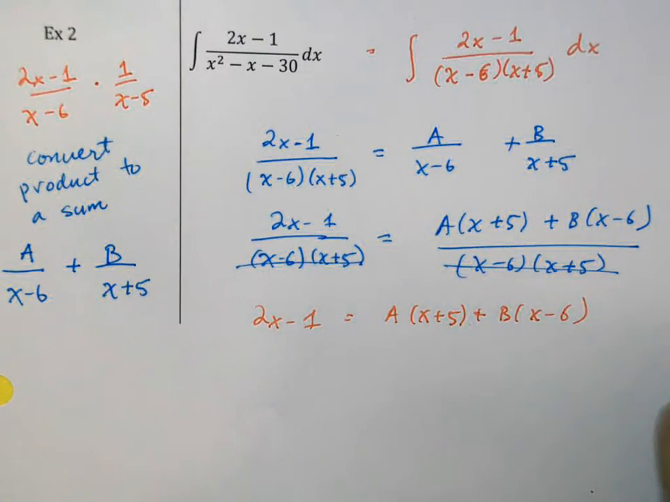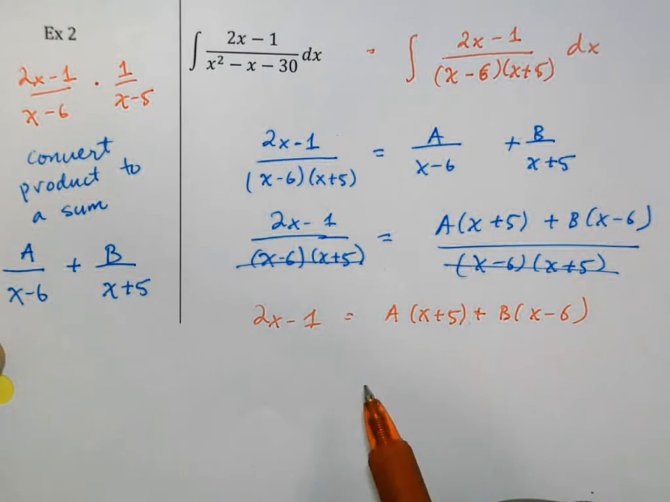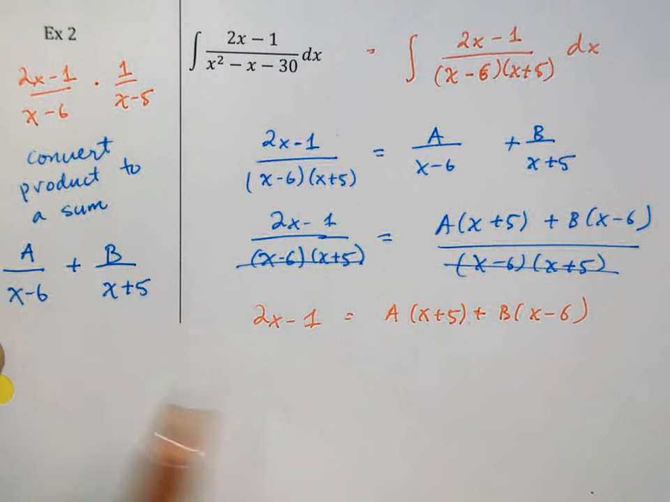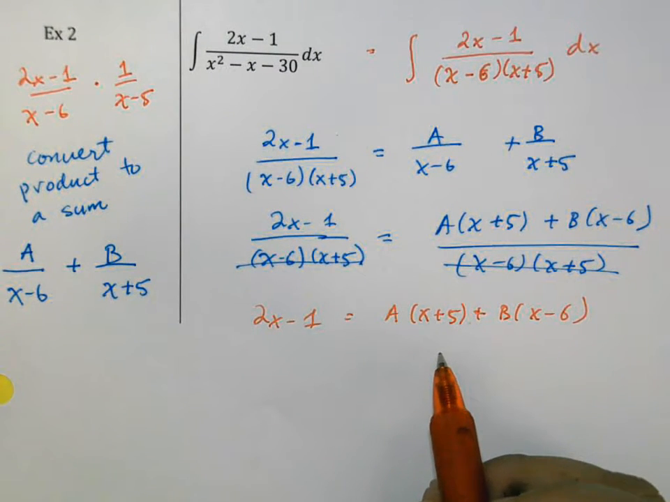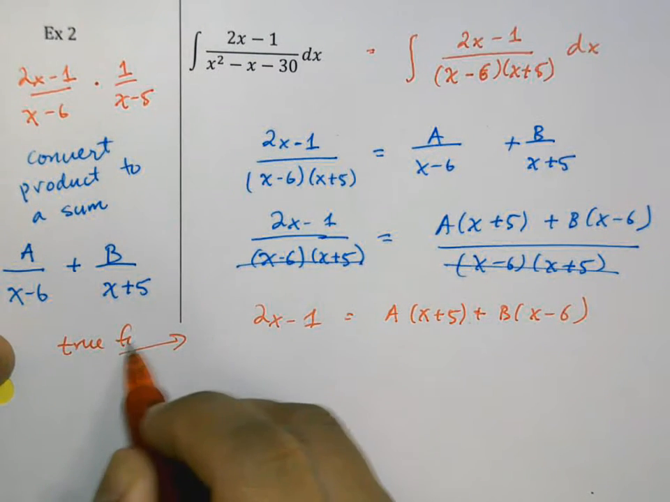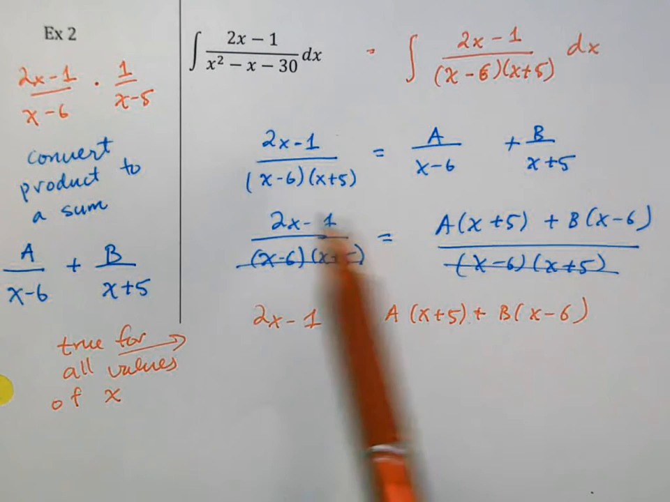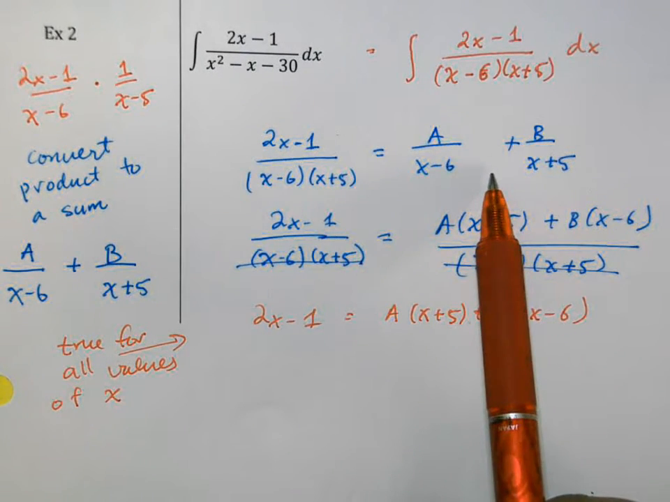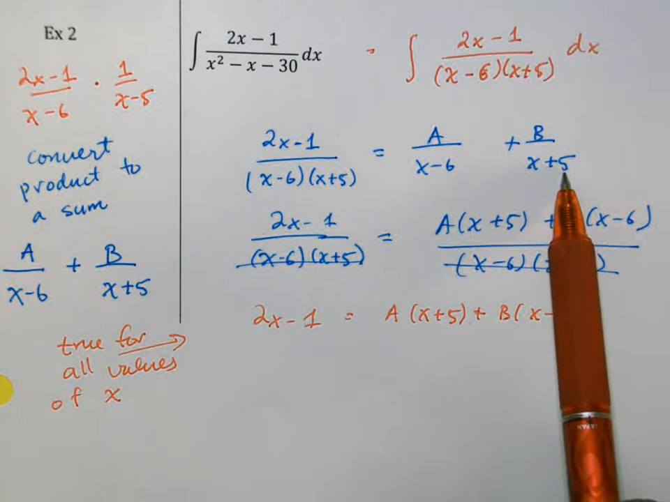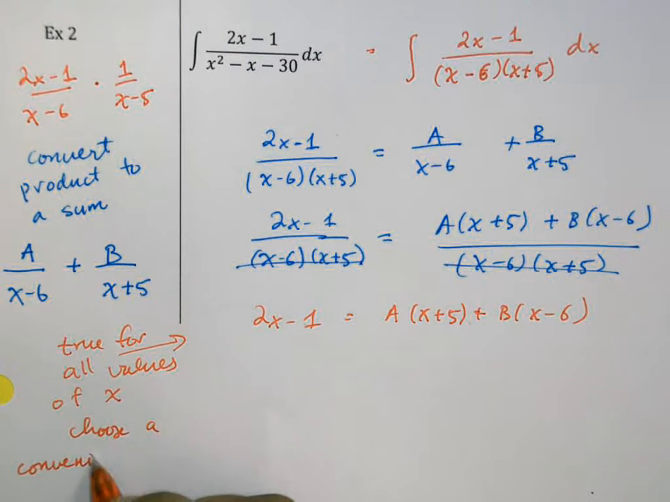What's very interesting about this equation is that we have one equation with three unknowns, x, A, and B, and we're supposed to solve for two of them, A and B. But what's very helpful to know is that this equation should be true for all values of x, because that's what we started with. All we really did was take the expression in our integrand and represent it as an addition, and it must be true for all values of x. So we can choose a convenient value for x.